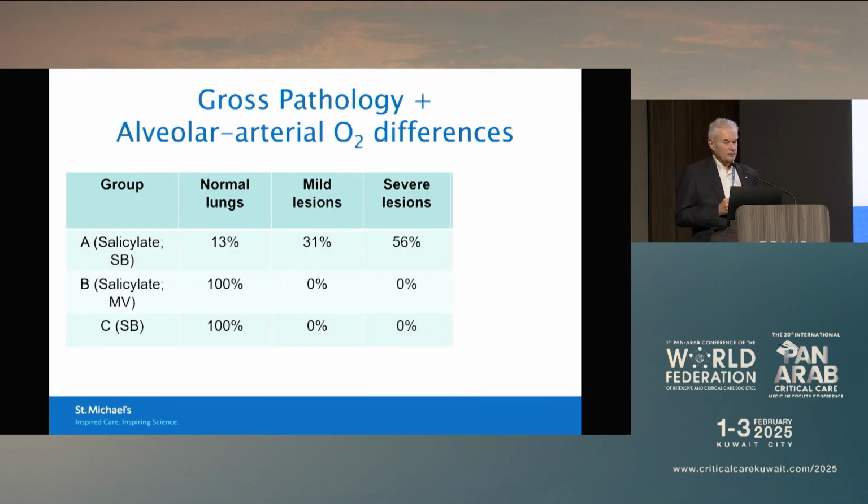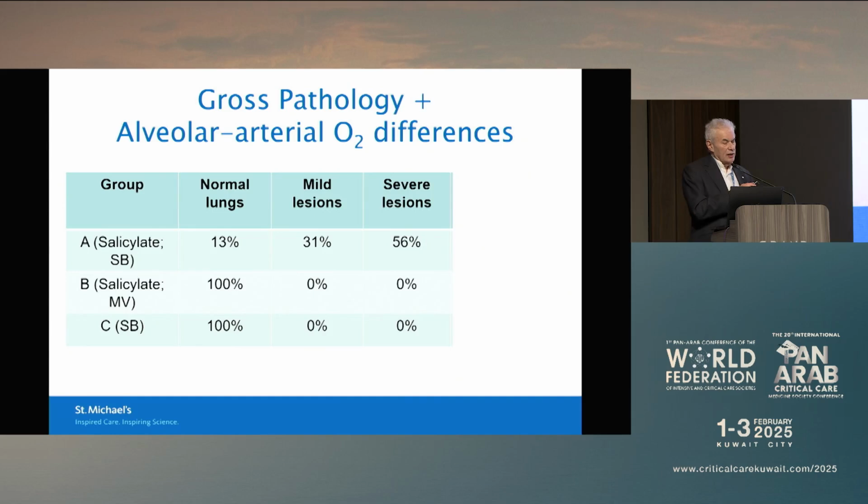What are the results? Well, they looked at oxygenation, they looked at a number of factors. This is the pathology. So there's 3 groups: salicylate with spontaneous breathing, that's group A, then group B, salicylate plus mechanical ventilation, then spontaneous breathing.